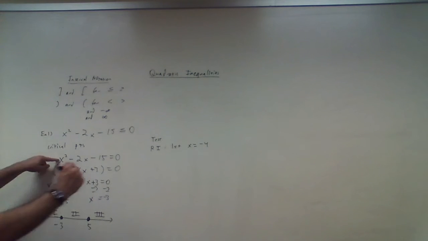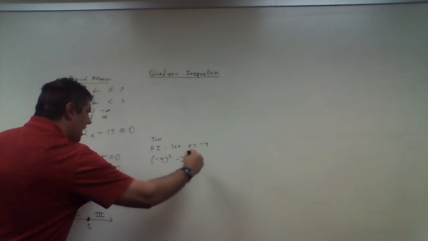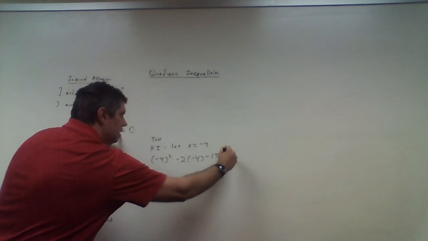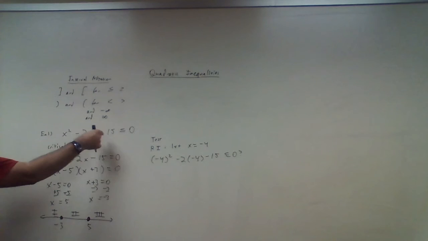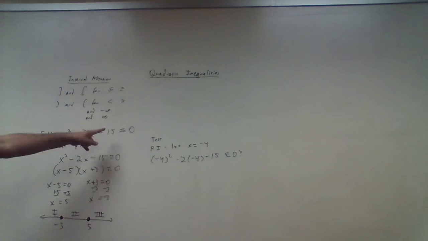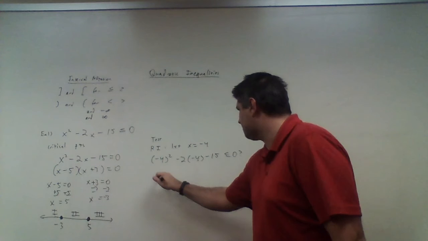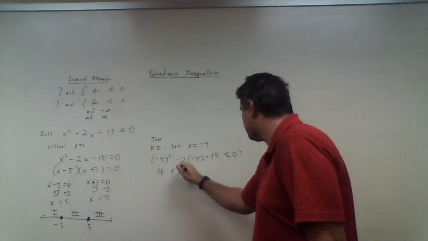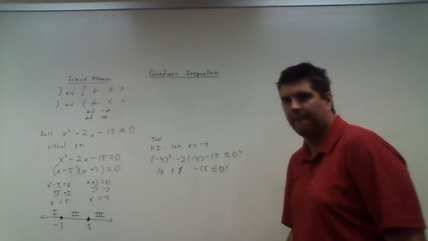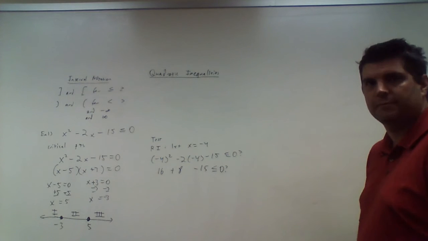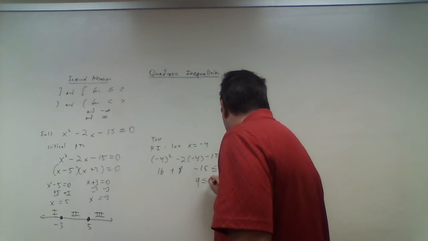I check to be sure whether or not the inequality holds true in that region. I want to know if negative 4 squared minus 2 times negative 4 minus 15 is really less than or equal to 0 in region 1. That's positive 16, plus 8, minus 15. 24 minus 15 is 9. That's false.